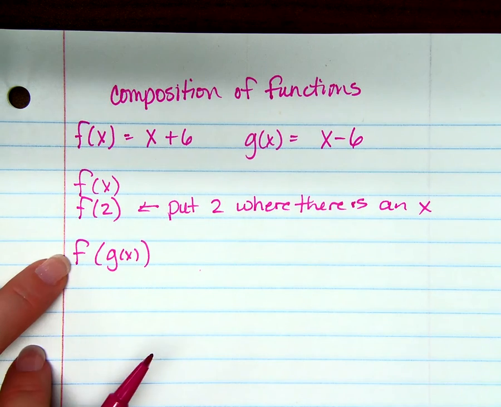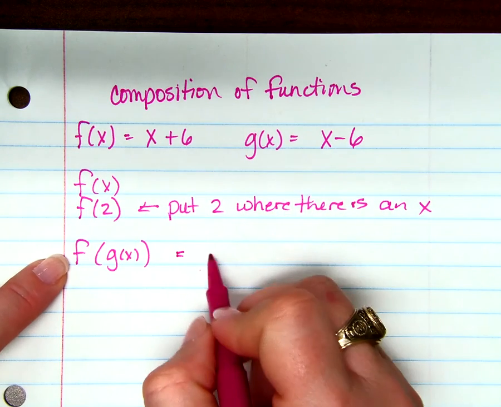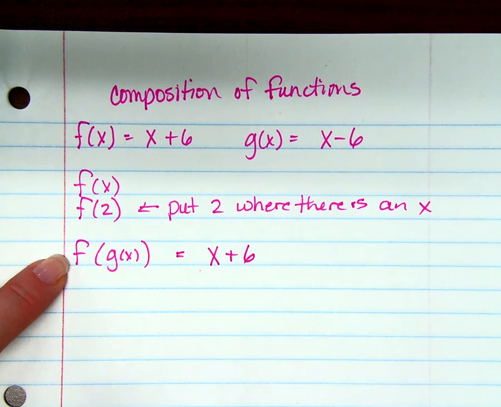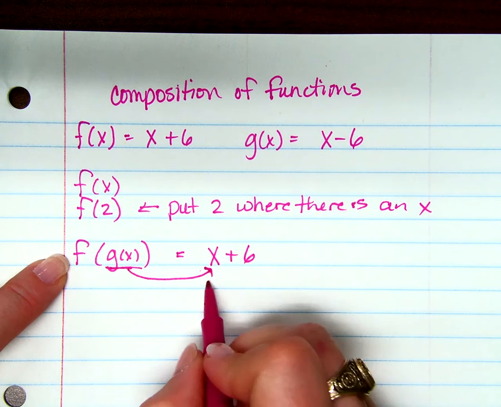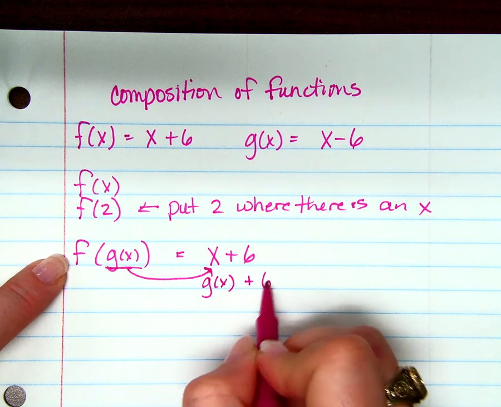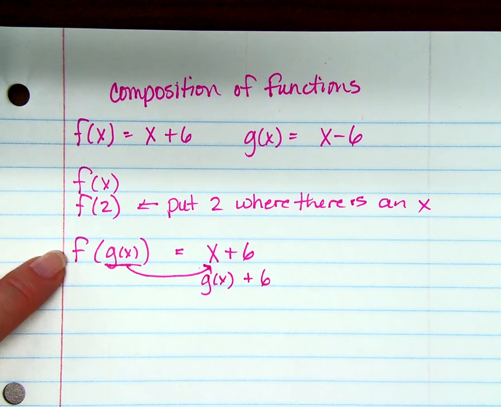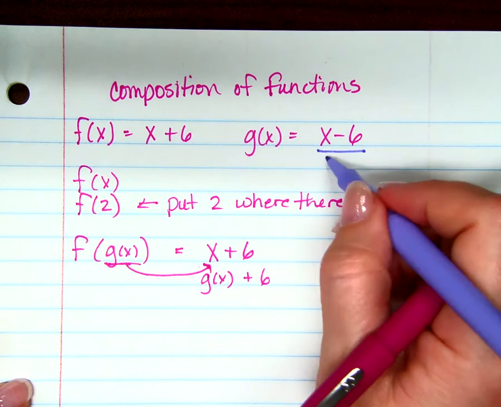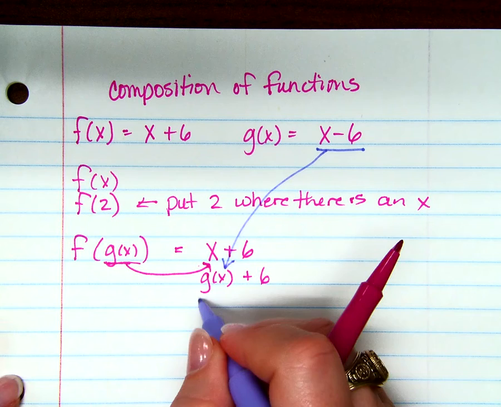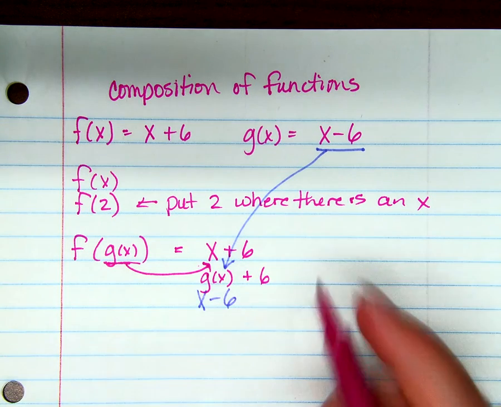So I start with f. Well, f is x plus 6, right? But instead of anywhere there's an x, I'm going to put a g of x. Do we know g of x? x minus 6. So I want to put that right there. x minus 6.